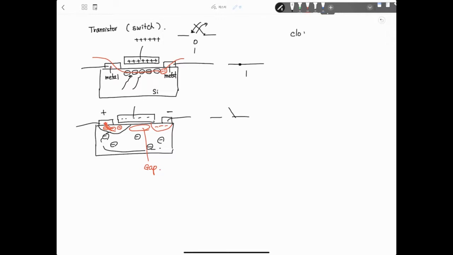Okay, this is open. So clock frequency means that we have to remove these electrons from this part, or we have to insert electrons into this switch. So frequency is proportional to how fast we can extract or insert electrons in the circuit, in the transistor or switch.